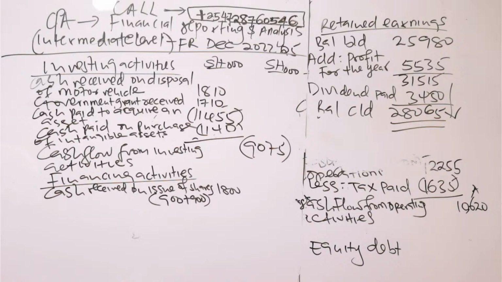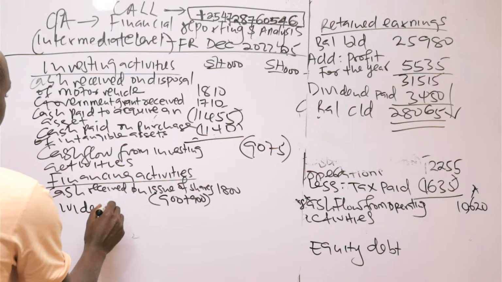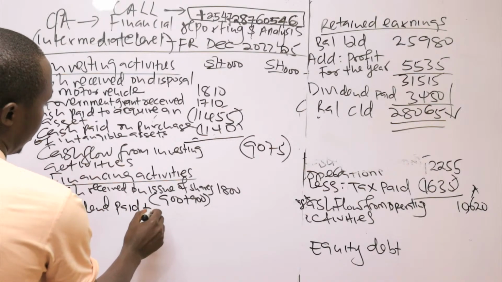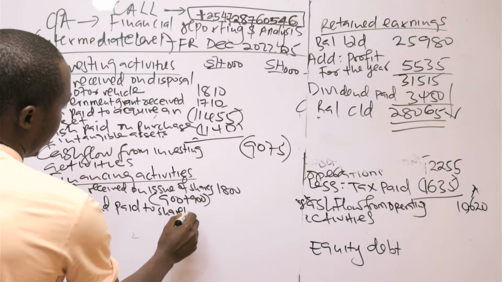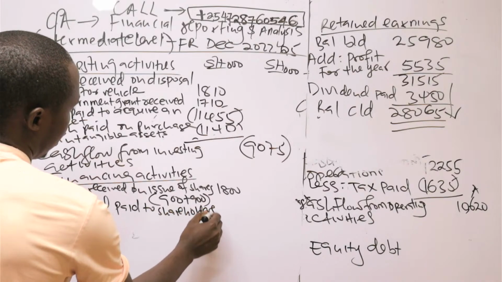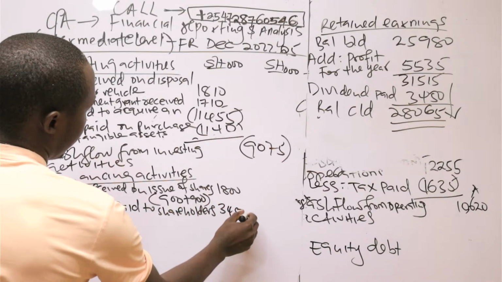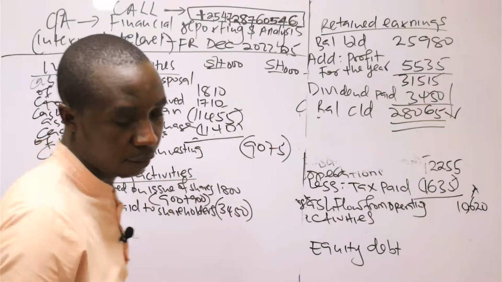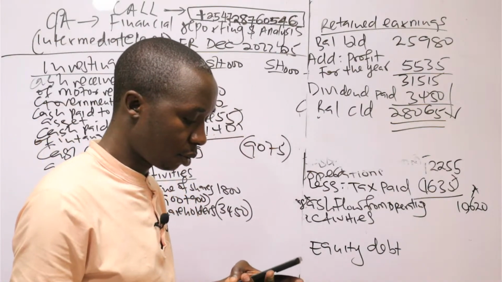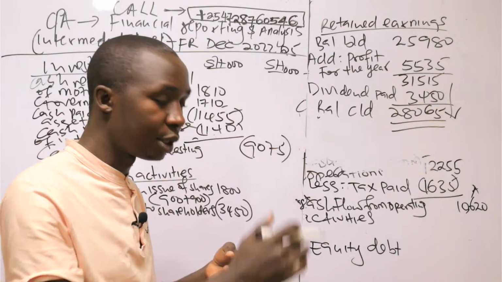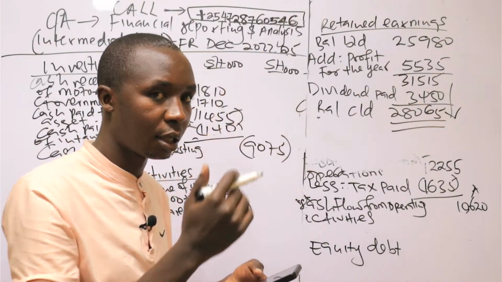So the retained earnings. Dividends paid to the shareholders. So that is correct. So dividends paid to shareholders. So that is 3450. So we are done up to the retained earnings. So I said we check the equity and the liabilities.